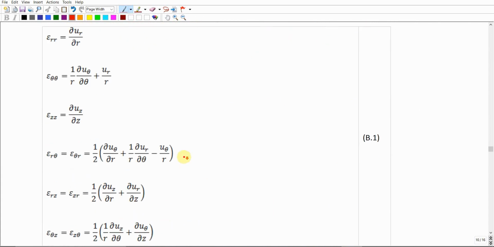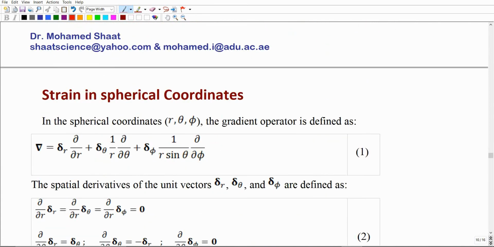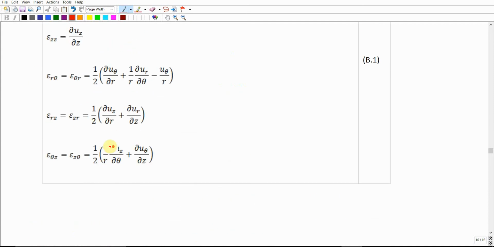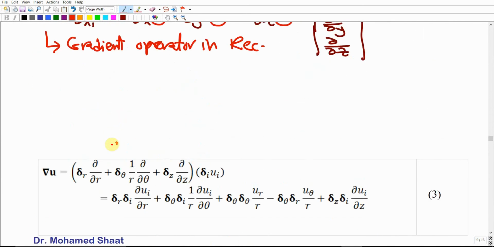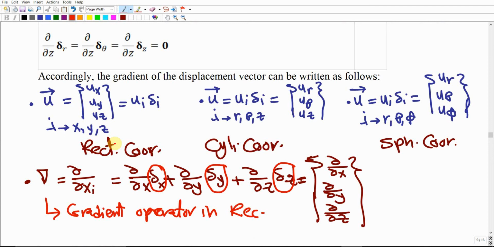In the spherical coordinates, we have a different gradient operator. It is going to be this one. So again, this is the gradient operator, but in the spherical coordinates, where we are using r, theta, and phi. The r component is very similar to the cylindrical coordinates, and the theta component is very similar, but the phi component is different. There is no z component here; we have the phi component instead for the spherical coordinates. The displacement vector is still three components, and the gradient vector is still three components as well, but they are different.